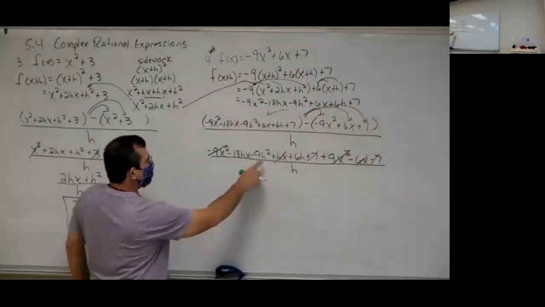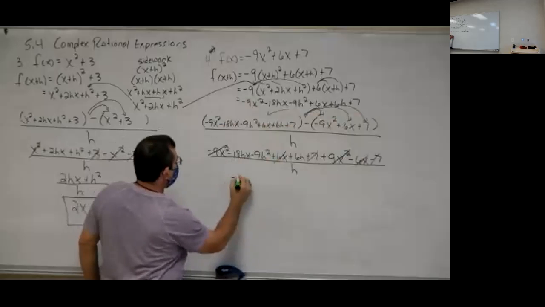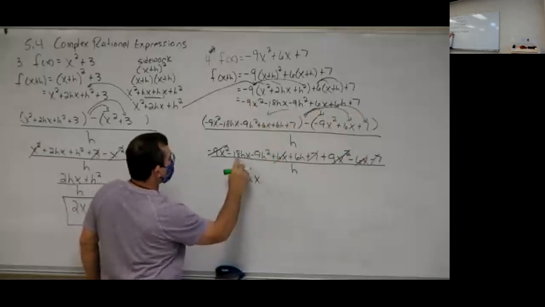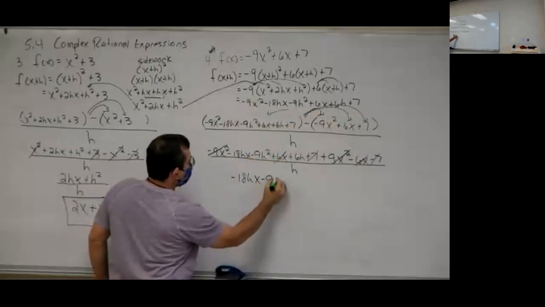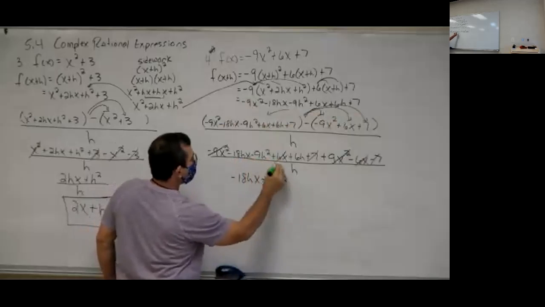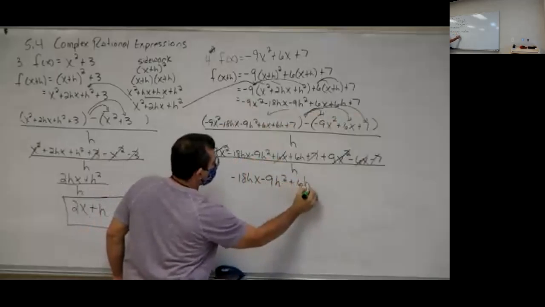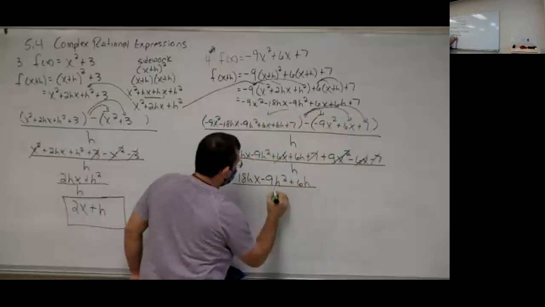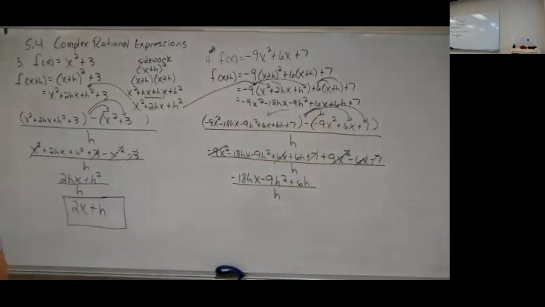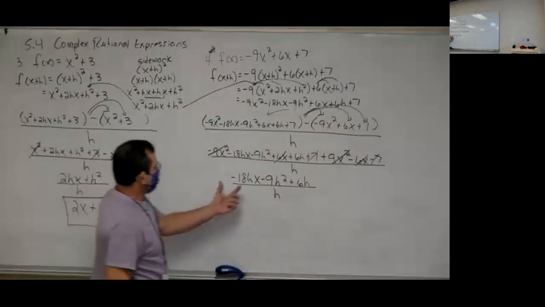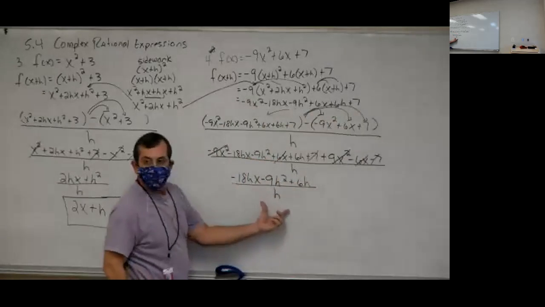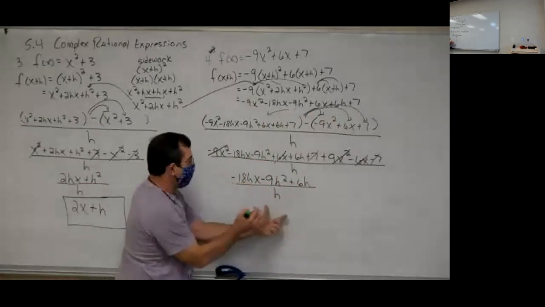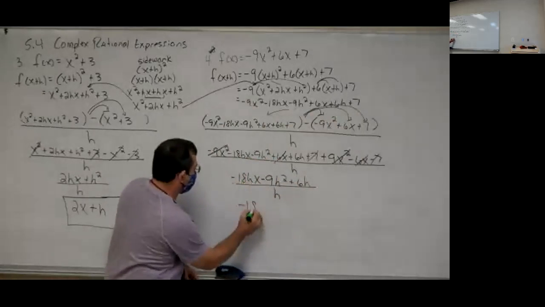I should only have 3 or 4 things up here. I got a negative 18hx minus 9h squared. What else? Plus the 6h, all over h. And the reason we need an h left at that point is because they all got to divide by that h. So I'm going to start with the negative 18hx divided by h. Those h's would cancel, leaving you a negative 18x.